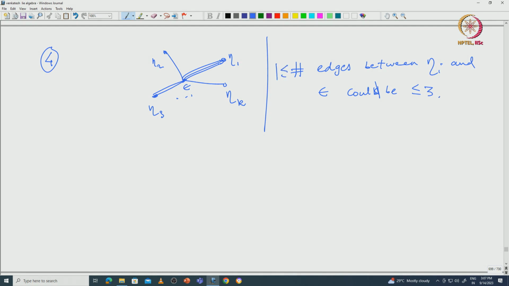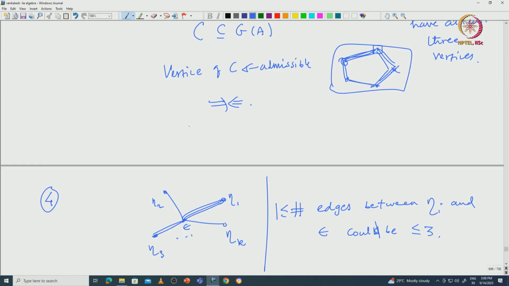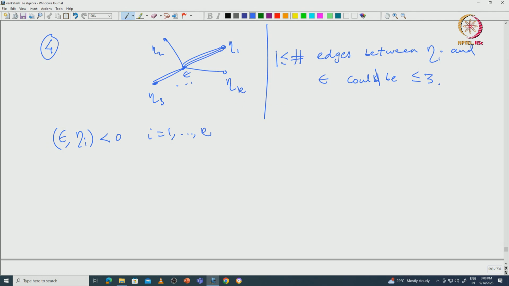Now let us see what it means in terms of inner product. It means the inner product of epsilon and eta I must be less than 0 for all I from 1 to k. Now, from 3, G of A cannot have any cycle. So, any two eta I and eta j cannot have an edge between them, because if there is an edge, that will make a triangle. That will give you a cycle, which we do not want. So, eta I and eta j must be orthogonal to each other for all I not equal to j.